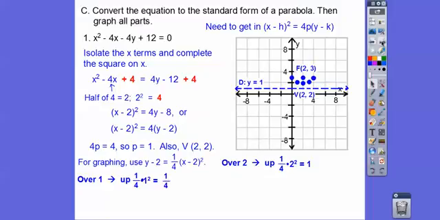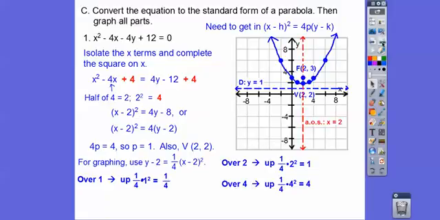All right, let's go over 4, okay? 4 squared is 16, 1/4 of that is 4. So if we go over 2 squares, because they count by 2's, and then go up 2 squares, that's enough to give us a nice happy parabola right there. So it's going up, and the axis of symmetry is right down the middle.